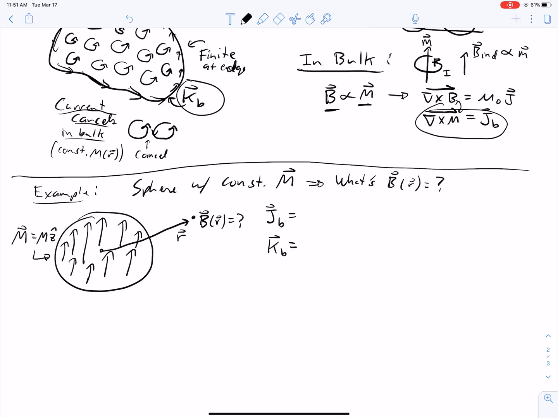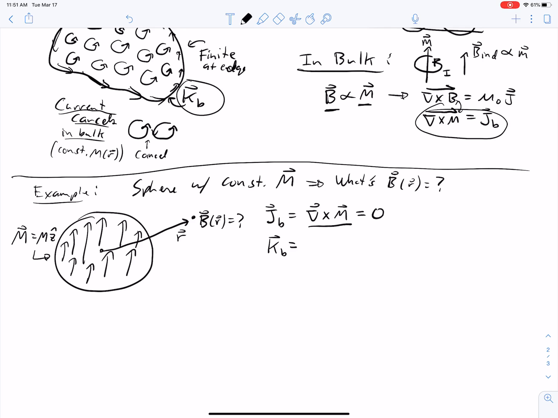So the volume bound current is del cross M, but we see M is constant, so the bound current is 0. There's no interior bulk bound currents in this problem because the magnetization is constant, and the curl of a constant is 0. Okay, but what about surface?